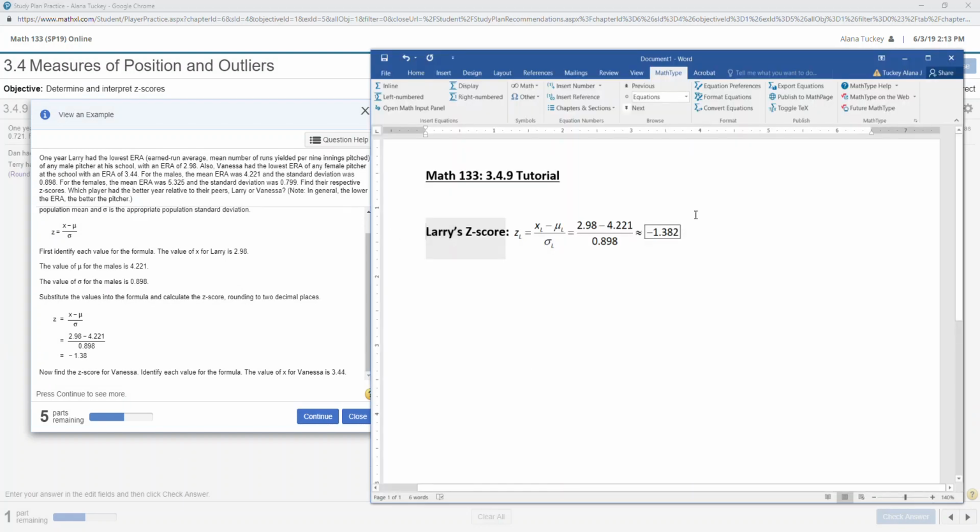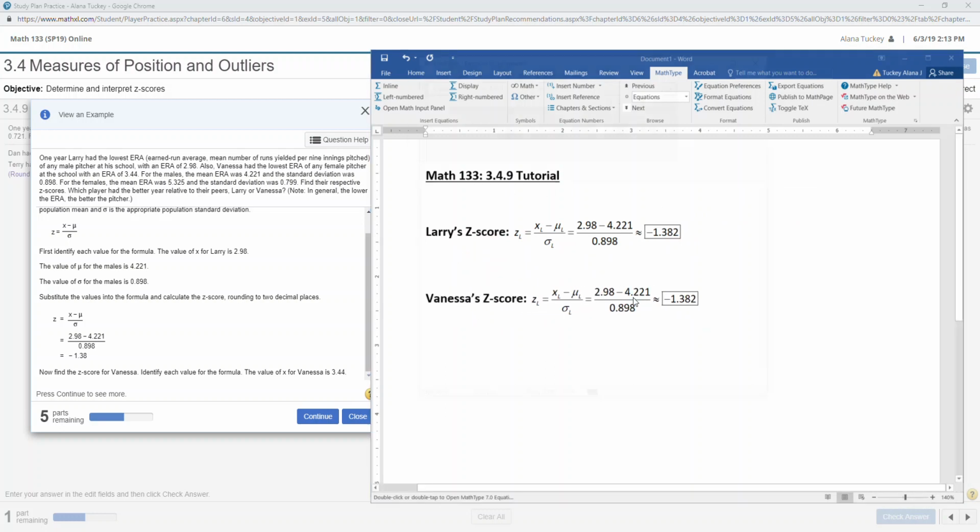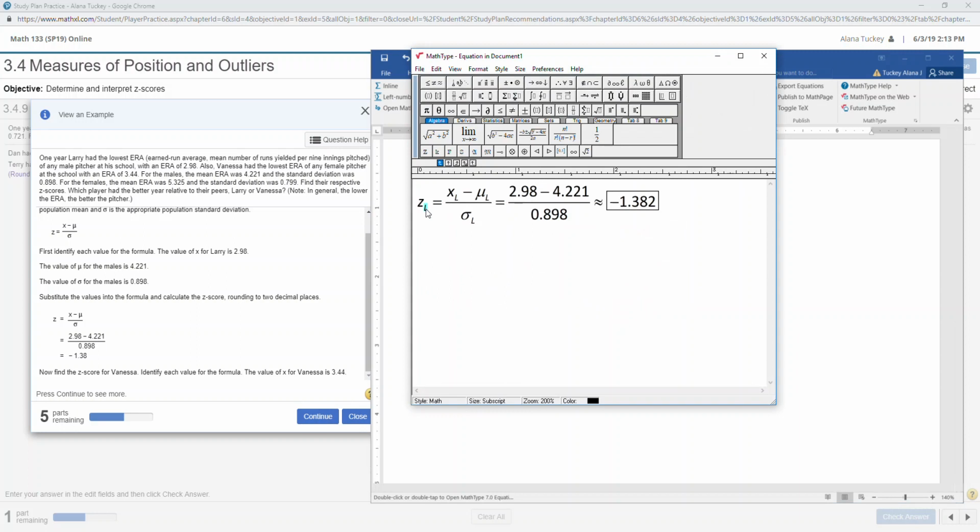So for Vanessa, I'm just going to copy and paste here and then change it all to Vanessa. V for Vanessa. Vanessa z-score. So the z-score for Vanessa is Vanessa's score minus the mean for the females, divided by the standard deviation.